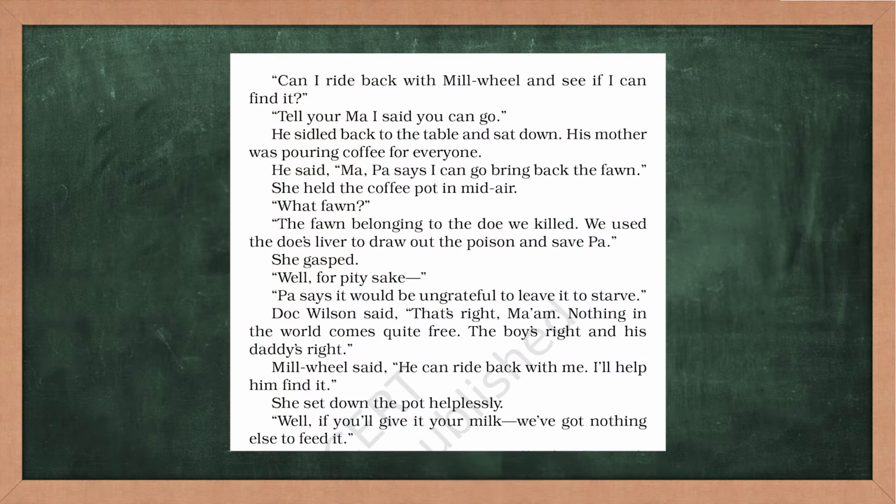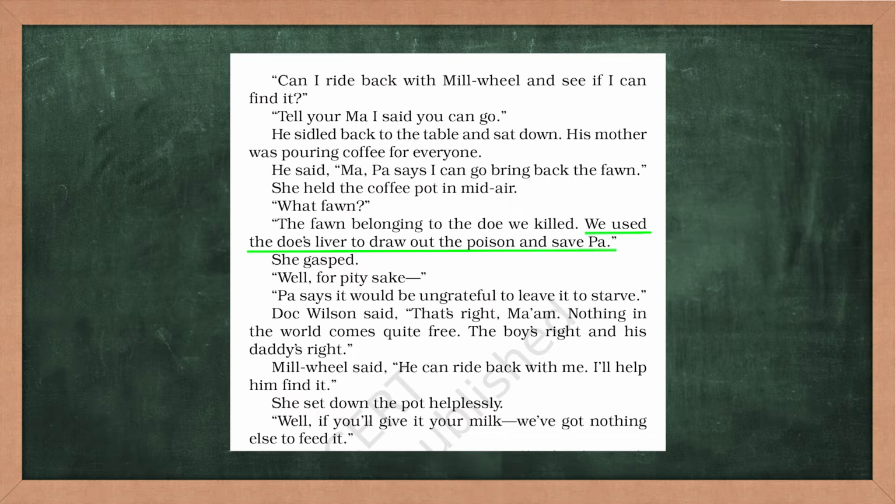The father is happy, he is saved. The son is happy because his father has been saved. But at the same time, the son is in a dilemma, D-I-L-E-M-M-A. Let's look at the text. On page number 88, in the dialogue, we read, "We use the doe's liver to draw out the poison to save Pa." We can see that this action of killing the doe has been a life-saving option.